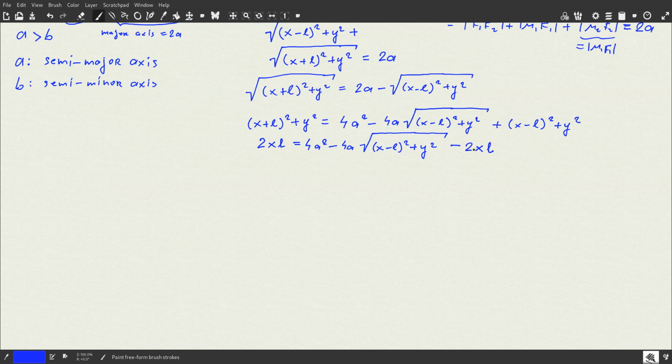A squared minus XL equals the square root of x minus L squared plus y squared. Correct? Please check. And times A, the square root should. Yes, times A. Thank you. Obviously times A. Fine. Now constructing a square once again.